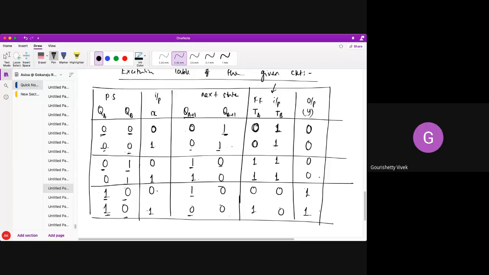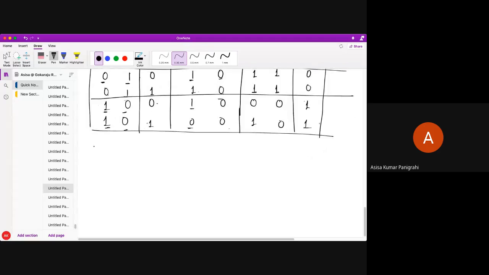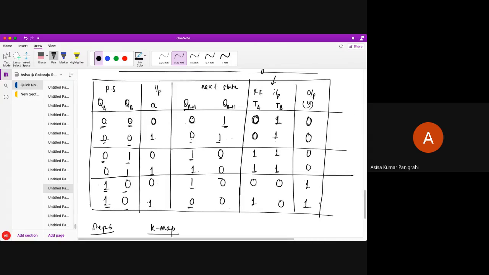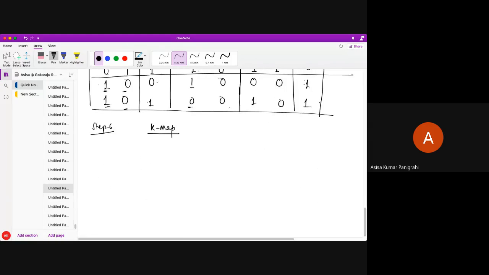Hello. Yes, sir. Okay. So you can see here after this step number 6. So step 6 is what? K-map simplification you have to do. For what? You have to find out the flip-flop input functions and the output functions. So you have to do K-map for flip-flop inputs to find out flip-flop input functions and output function of the circuit. Okay, so first I am doing the K-map for TA.